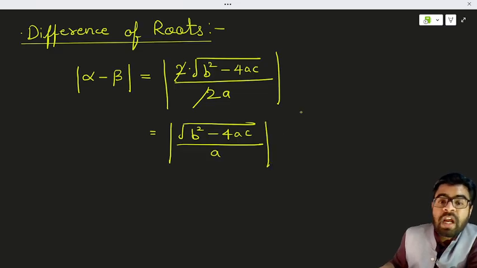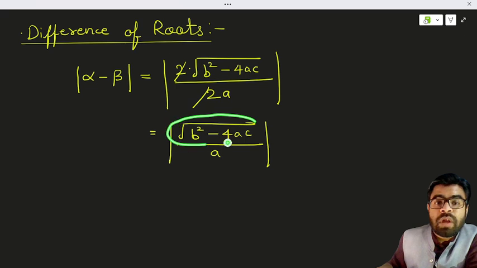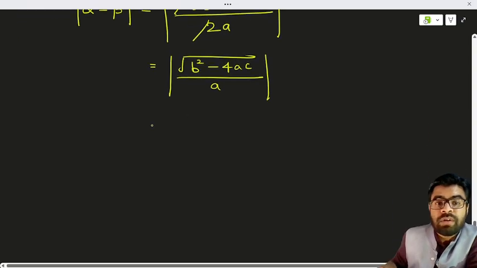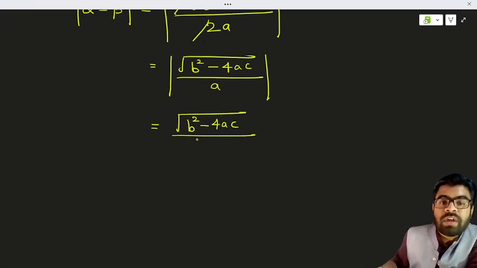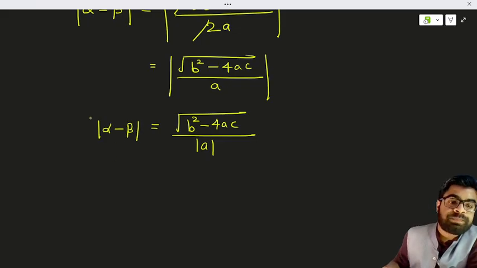a. And because we know that it is the square root value and this value is always greater than 0, it is always positive, so that's why I can remove mod from the numerator. So this becomes square root of b square minus 4ac divided by mod a. Clear? And this is nothing but the formula of the difference of roots.